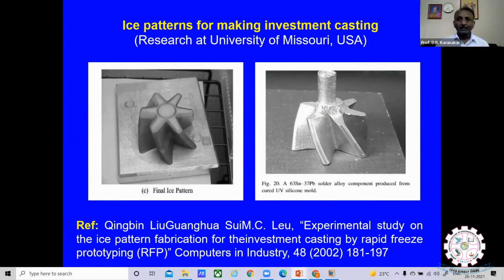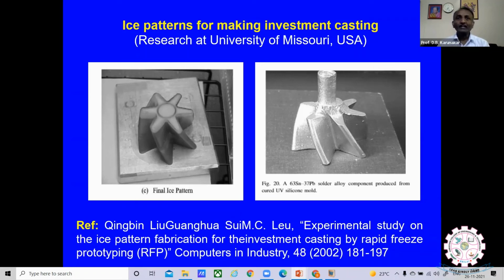So they have made a ceramic shell around the ice pattern. And while the shell is created, now slowly they have brought it to room temperature. Then what will happen? Tell me. When this ice pattern around which a ceramic shell is created is brought to room temperature, what will happen? Ice will be slowly melting. Is it not?